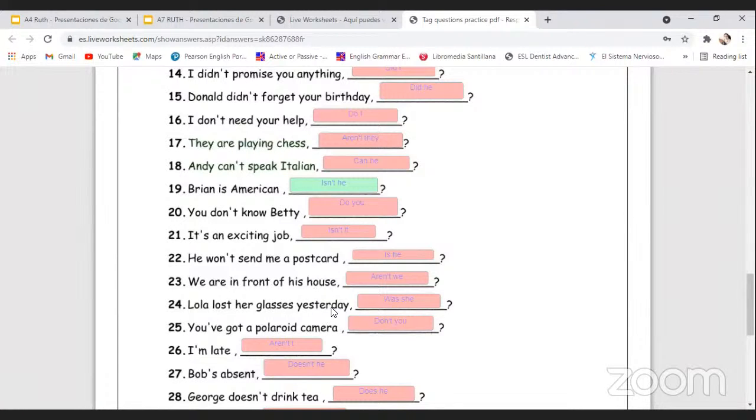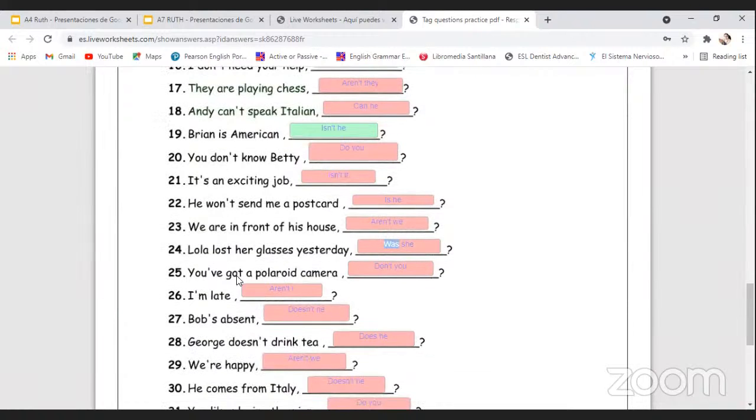Lola lost her glasses yesterday. Here. This is the simple past with the auxiliary did. Este es el pasado simple con el auxiliar did. ¿Por qué? Porque no vemos el verbo to be en la oración afirmativa, ¿no? Por eso no puede ser el verbo to be. Tiene que ser usado el auxiliar. So, Lola lost her glasses yesterday. Didn't she? Okay.